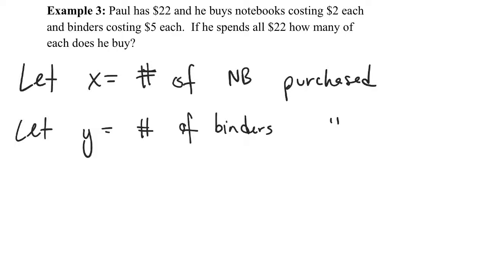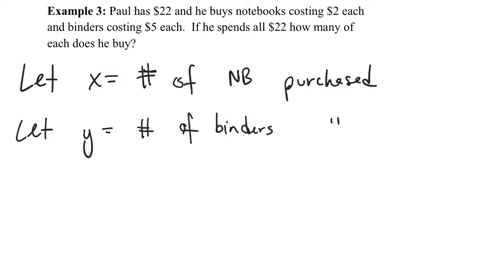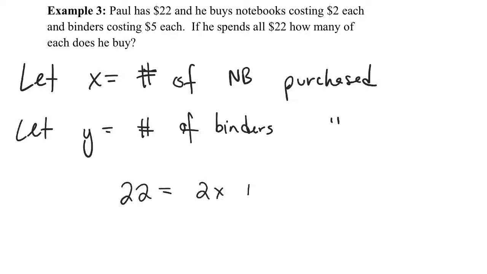We can't use integers always because they're negative, but we can't use fractions, so whole numbers work as our domain and range restriction. What's my equation for this? So according to this, it means that it's $2 for a notebook, yeah, that works, and $5 for a binder, that works too. Okay, $2 per notebook times the number of notebooks.